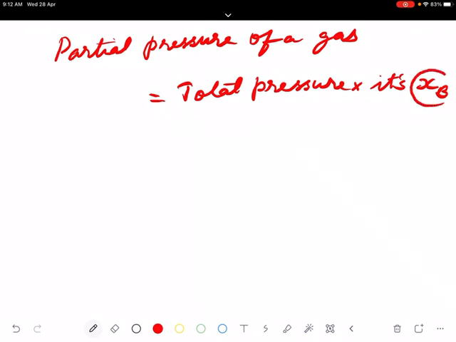Now, this XB, we learned this XB. Till now, we have learned the mole fraction in the form of XB, which we take in solution. In the case of a gas, we replace it by YB. Partial pressure of a gas is equal to total pressure into its mole fraction, YB.